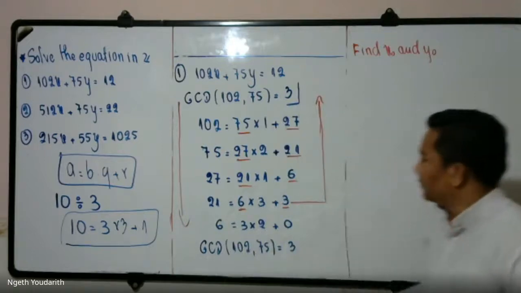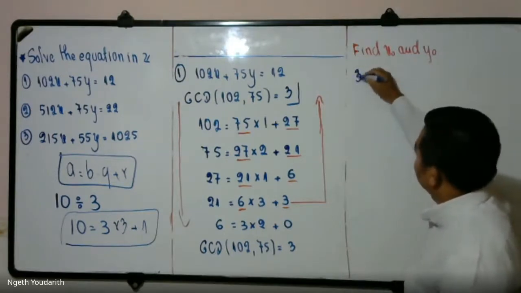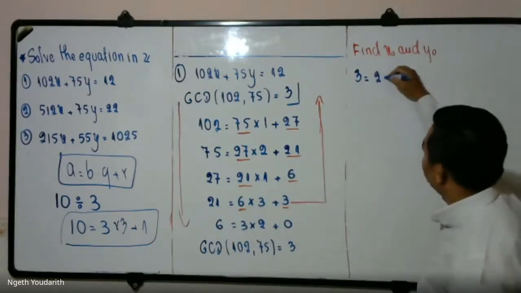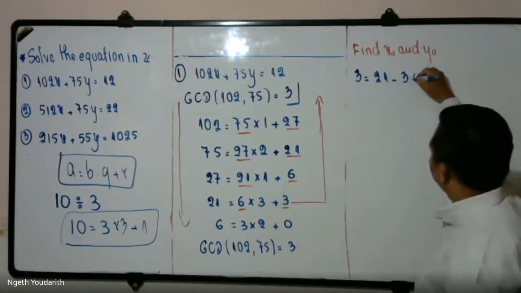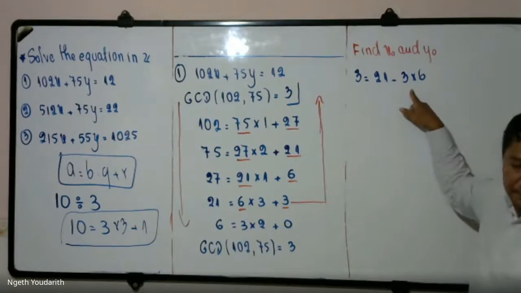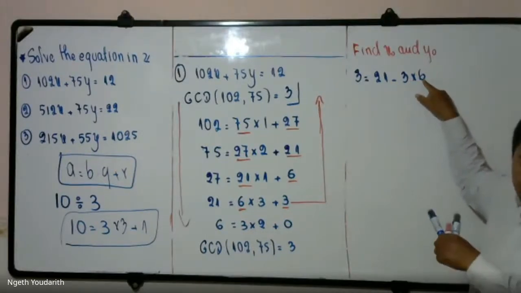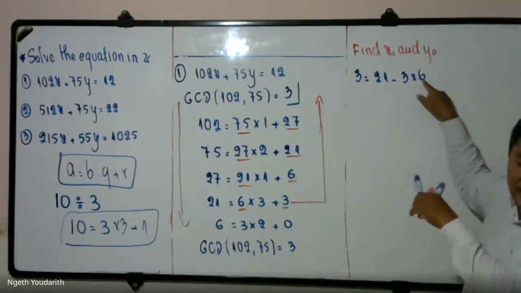How about our GCD at this point? It is 3. So I can write 3 equals 21 minus 3, multiplied by 6. Can I write like this or not? Yes, right. You don't need to calculate this one, it equals 18. Please remember, do not need to calculate this: 3 multiplied by 6 equals 18.